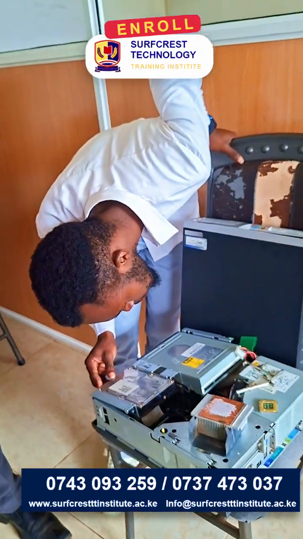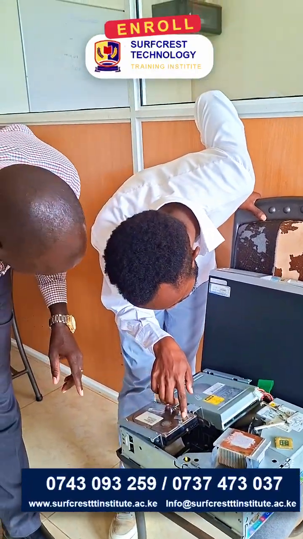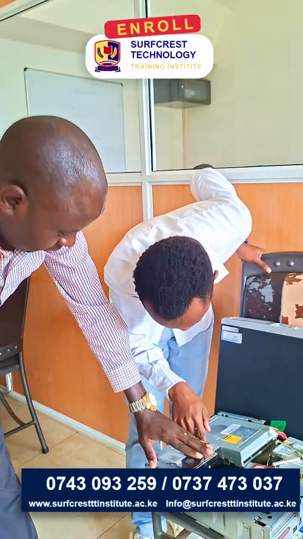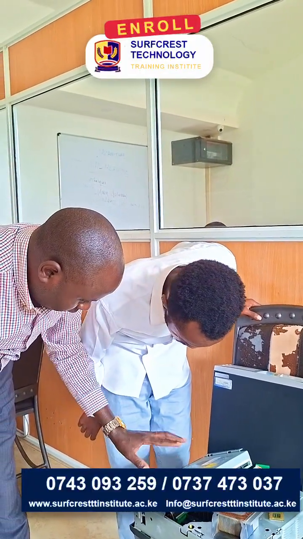What is the size? Can you see? It's written 20 GB. Yes, it's indicated 20 GB. So it's a very old hard disk, that's why the size is small. This is the 20 GB hard disk.